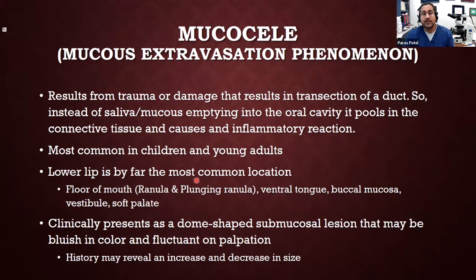This is most commonly seen in children and young adults. Lower lip by far is the most common location, but you have to remember there are other areas where we have salivary gland tissue: the buccal mucosa, the vestibule, the soft palate, floor of mouth. So there are other locations where we can see these disease processes occur. Palate is also the most common location, posterior hard palate, soft palate area, for salivary gland tumors. So whenever we're discussing tumors or bumps in that region, we should also consider a true neoplasm of salivary gland origin.